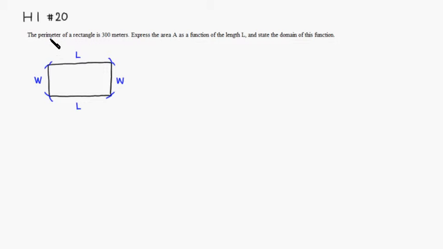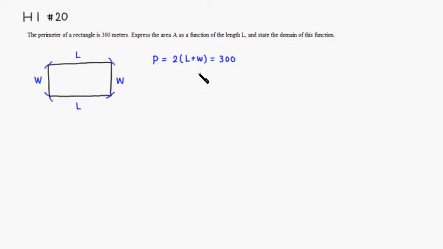What's given is the perimeter is 300 meters. I'm going to call it P, which is equal to 300 meters. But P can be expressed as the sum of L and W and another L and W. So we know that this is going to be 2 times L plus W, and that has to be equal to 300 meters.